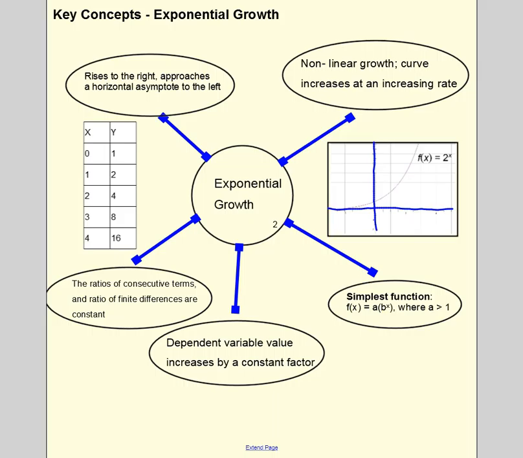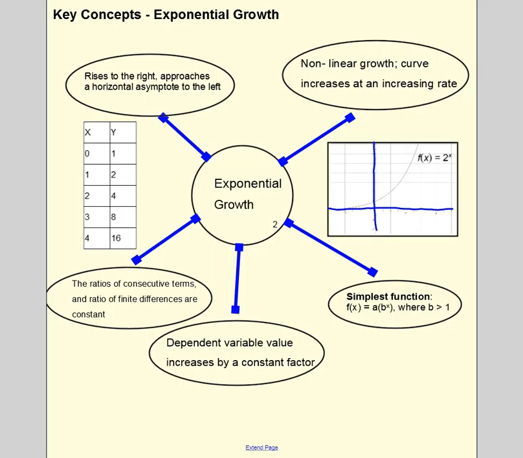We have the dependent variable value increases by a constant factor. That would be the b value. I have to modify this as well: if we're going to call the base b, we also have to say that b is greater than 1. Okay, so we can control exponential decay using a b value that's less than 1. We don't need to use a negative base.